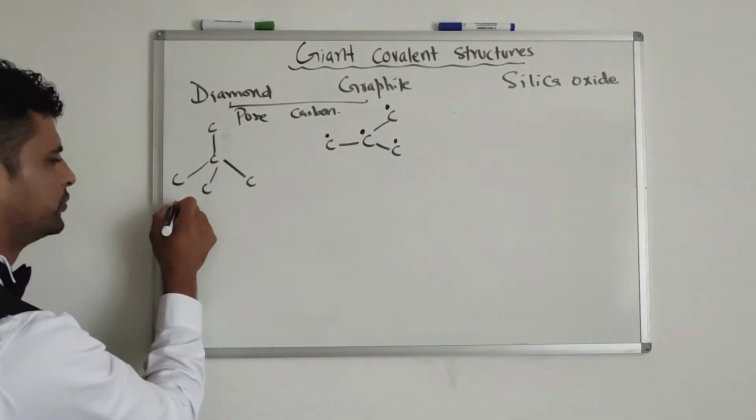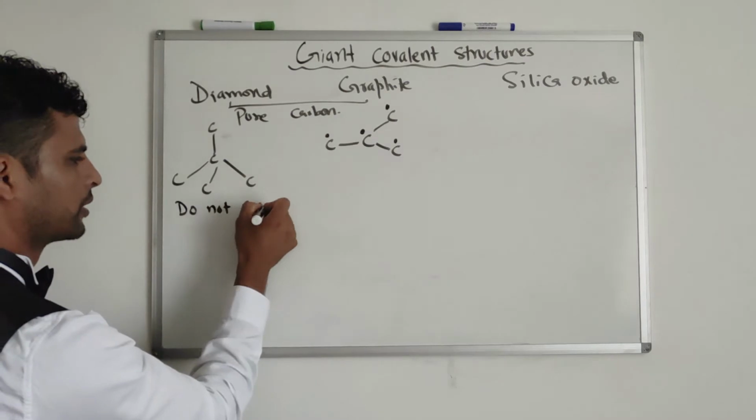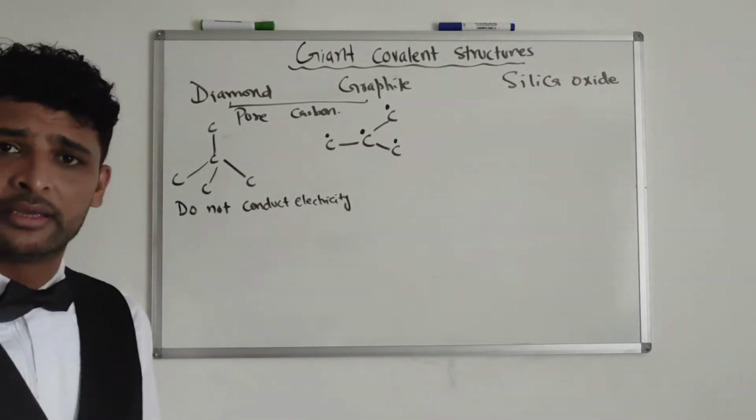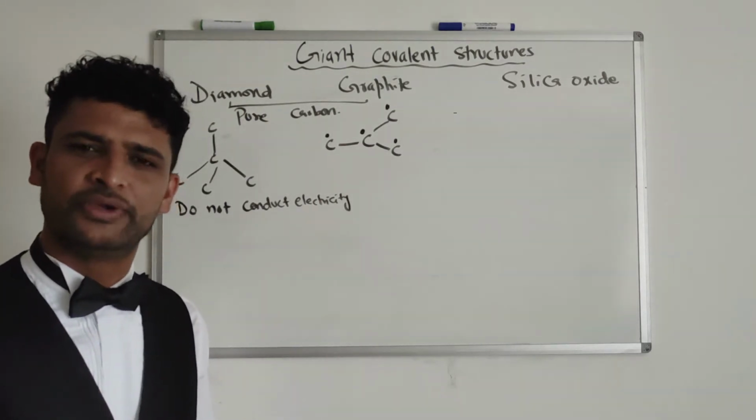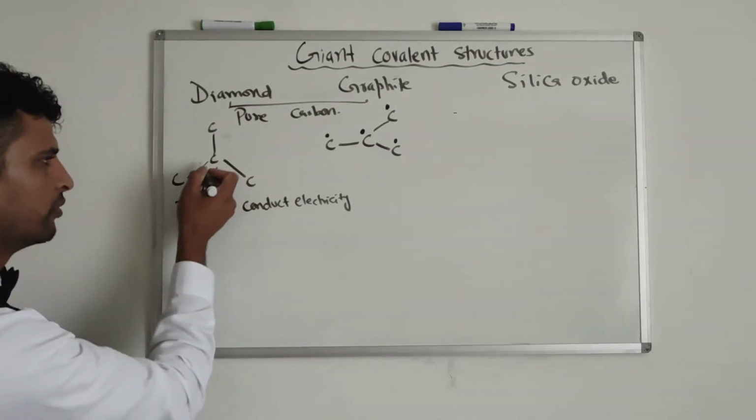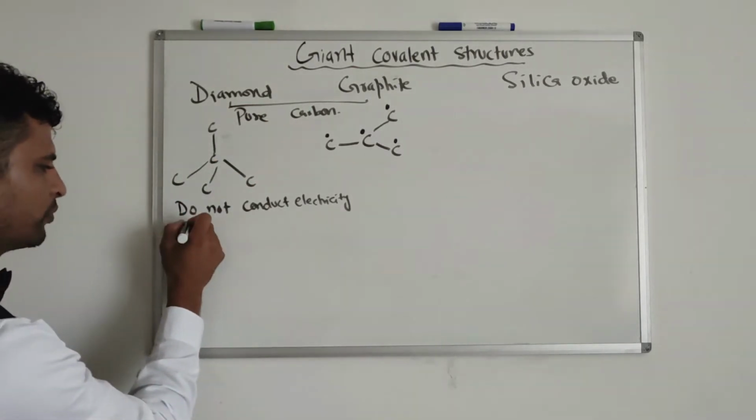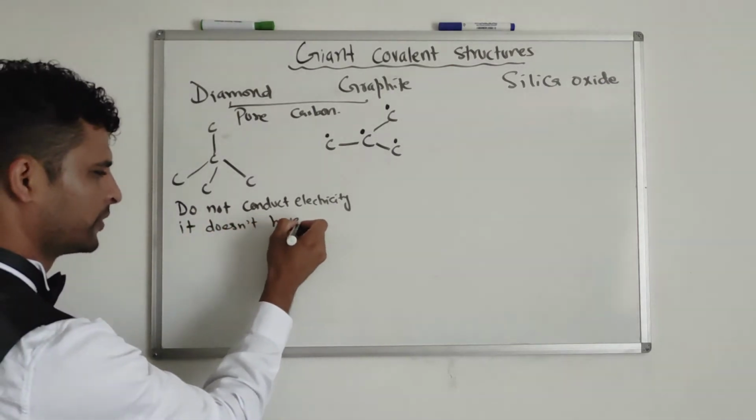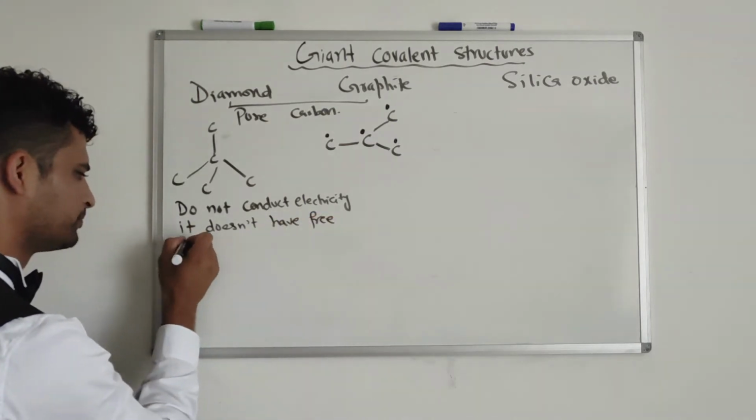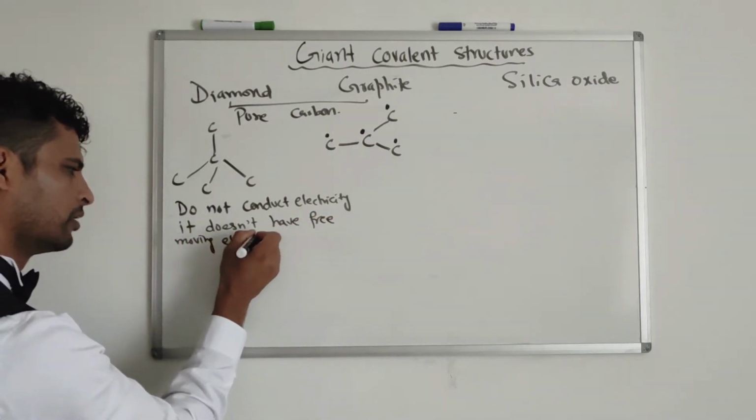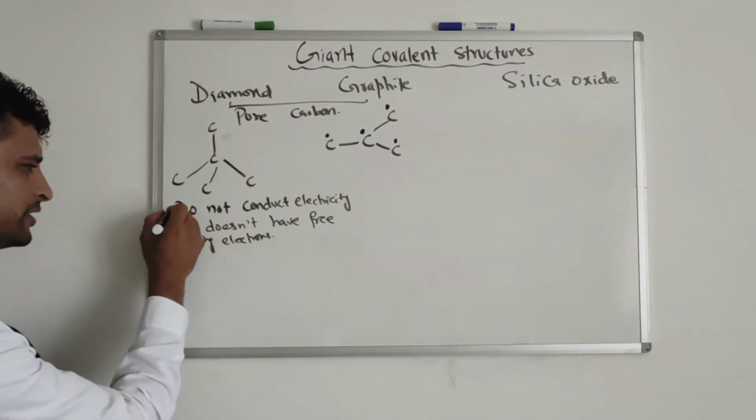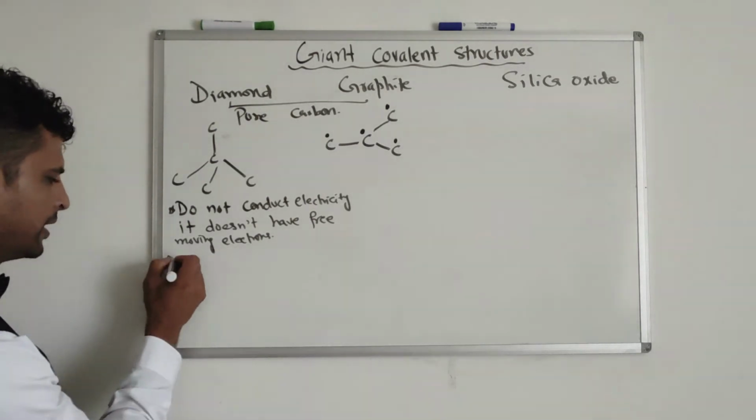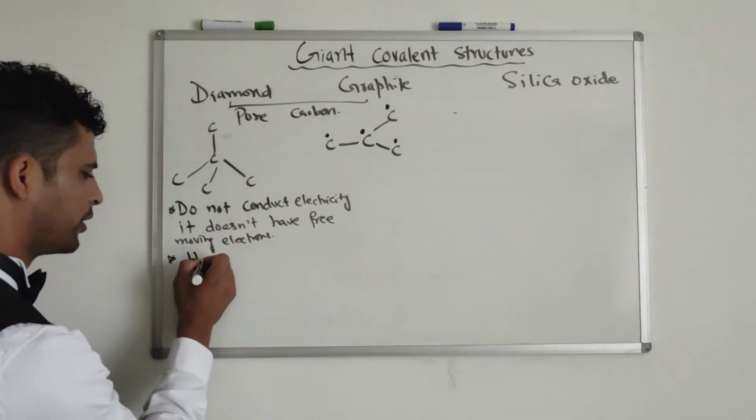So diamond does not conduct electricity. Why? Because for electricity you need free moving electrons or charges, which is not present. All 4 electrons are being utilized. So it doesn't have free moving electrons. So does not conduct electricity can be explained by this explanation. It does not have free moving electrons. Job done.